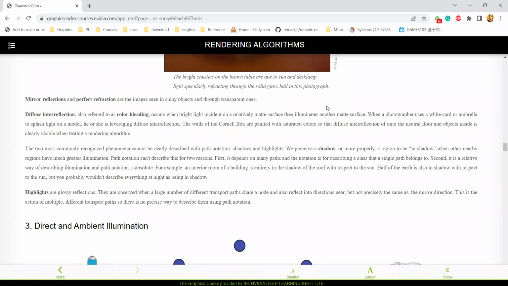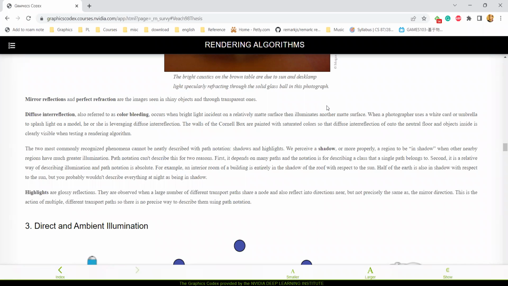The two most commonly recognized phenomena cannot be neatly described with path notation: shadows and highlights. Yeah, that makes sense too. There are no shadow rays in the path notation. We perceive a shadow, or more properly, a region to be in shadow, where other nearby regions have much greater illumination.